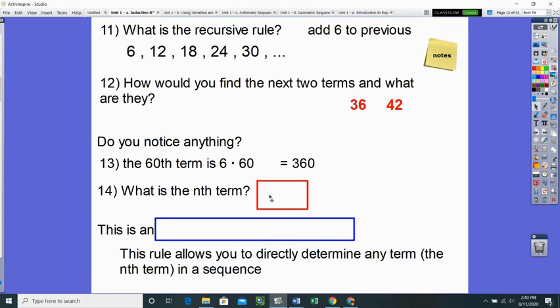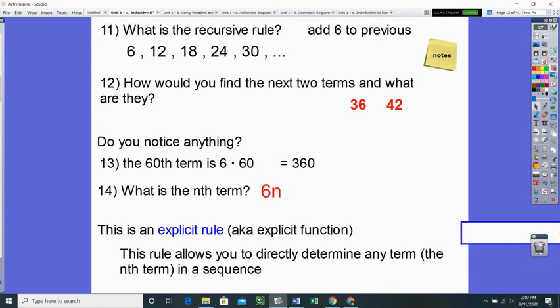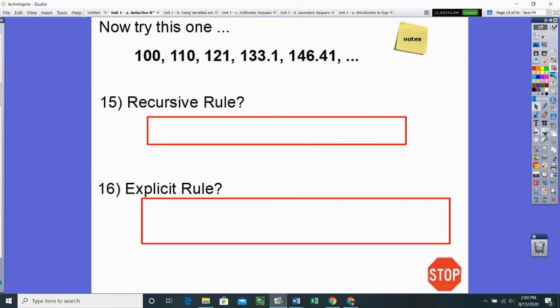What would the nth term be? So I want to put a variable in there so I can have more of an explicit rule. It would be 6 times n. So the n would get replaced by whatever term number I want. And that would be an explicit rule, also known as an explicit function. This rule allows you to directly determine any term in the sequence without having to keep doing something over and over again.